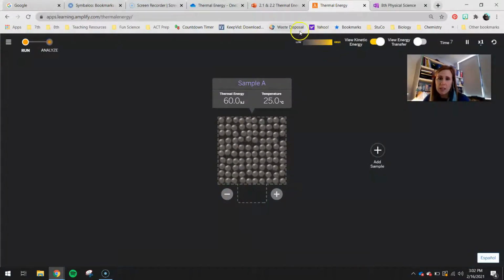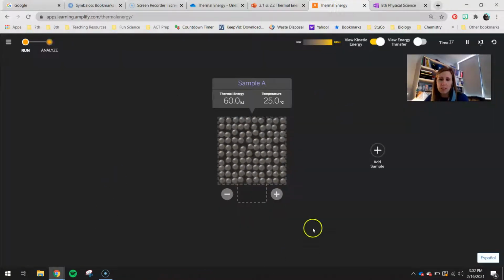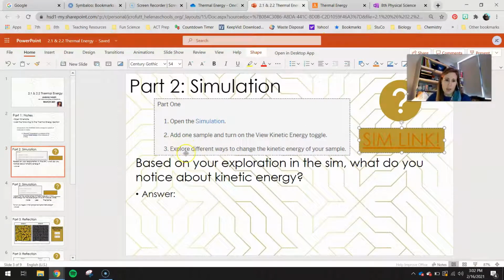What you guys will see is matter with low kinetic energy will be a grayish dark color. And if it has high kinetic energy, you will see a bright yellow color. Okay, so explore different ways to change the kinetic energy of your sample. Mess around with this, see what you can do to change its kinetic energy from low to high and then maybe back down to low again. So based on your exploration in the sim, what do you notice about kinetic energy? What did you guys notice there?